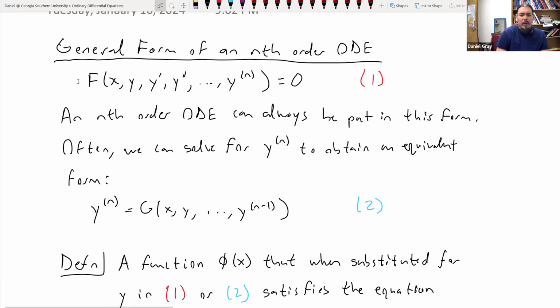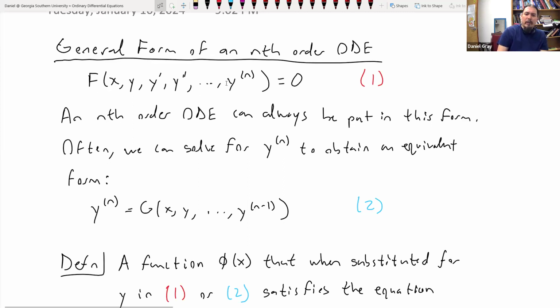So on the left-hand side, we have some function of x and y prime and y double prime all the way up through the nth derivative of y, right? And then on the right-hand side, we just have that it's equal to 0. Okay. Now, every nth order ordinary differential equation can be put in this form. Everything can be put in this form. You might see them in alternate forms, but this is what we're calling the general form because everything can be put in this form.